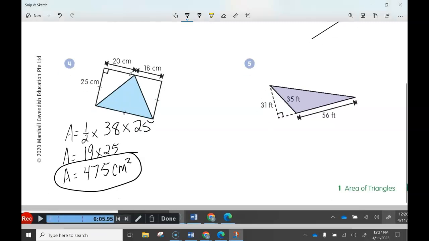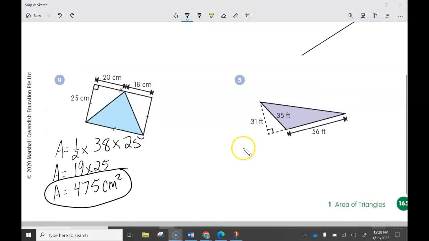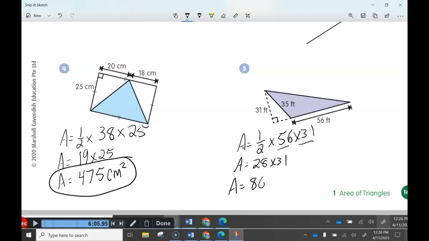Now, based upon this, what we'll do now is we're going to write area. Area equals 1/2 times 56 times 31. That's the base and that's the height. Area, 1/2 times 56 is 28 times 31. And then we take 28 times 31. Area is going to equal 868 feet squared.